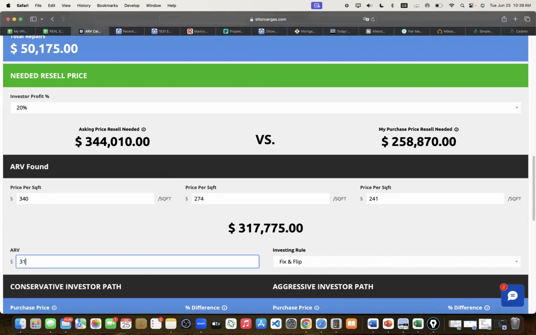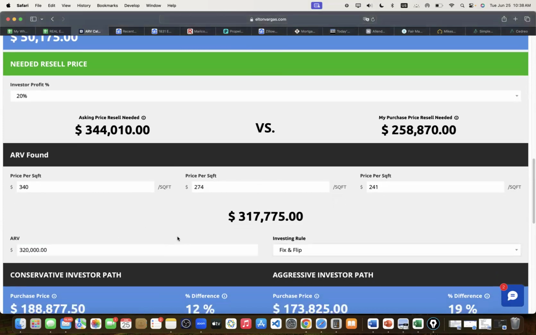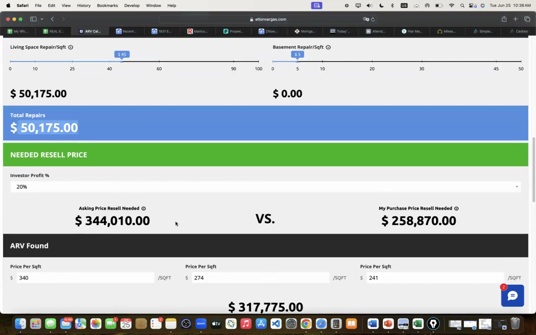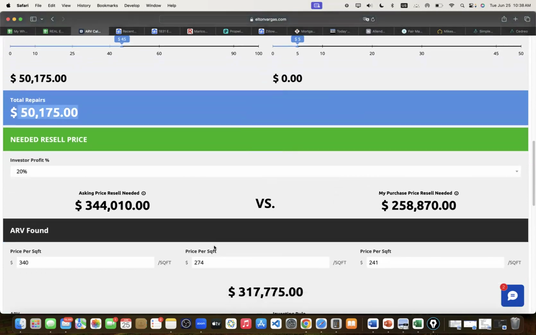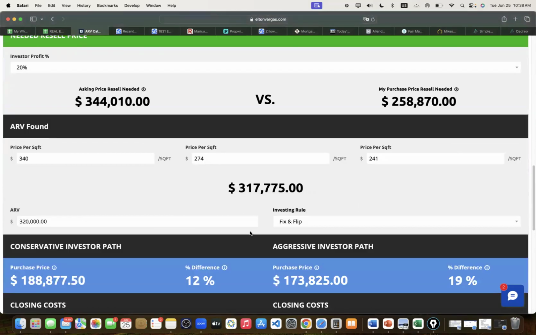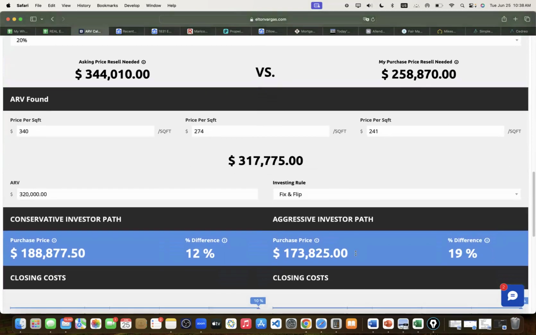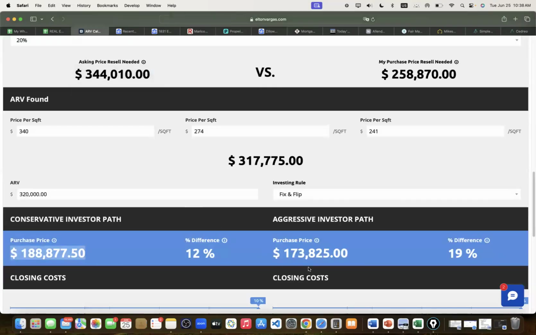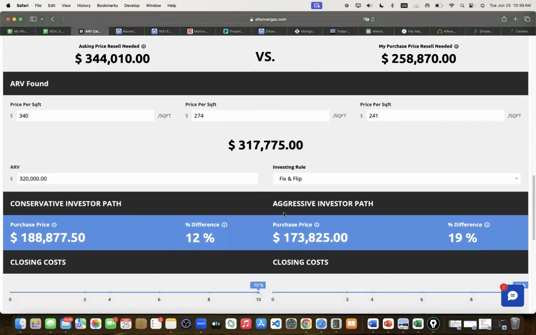So for this example, if our ARV is, I'm going to say, $320,000 for this property, and a fix and flip investor wants to work on this deal, spend $50,000 worth of repairs and make 20% profit, then this is where an investor will want to buy it. They'll want to buy it between $173,000 and $188,000. Our property is listed for 215. If I want to wholesale for a $10,000 wholesale fee, I've got to get it under contract below this price point.